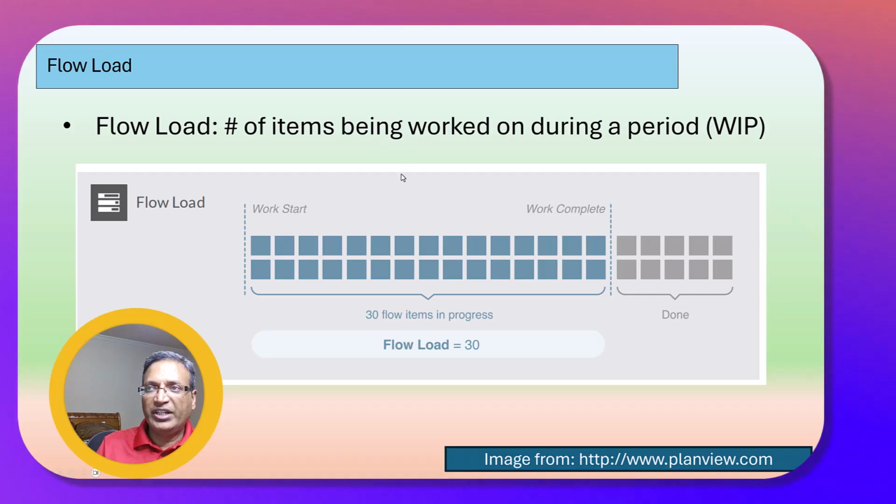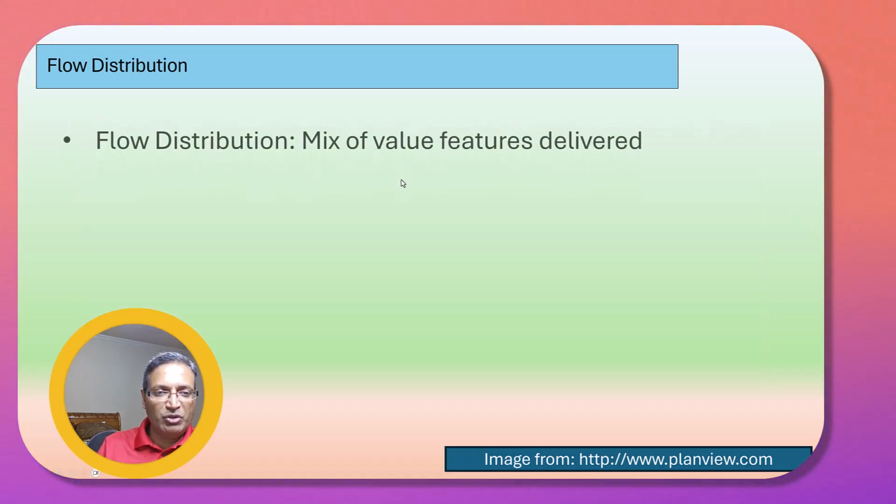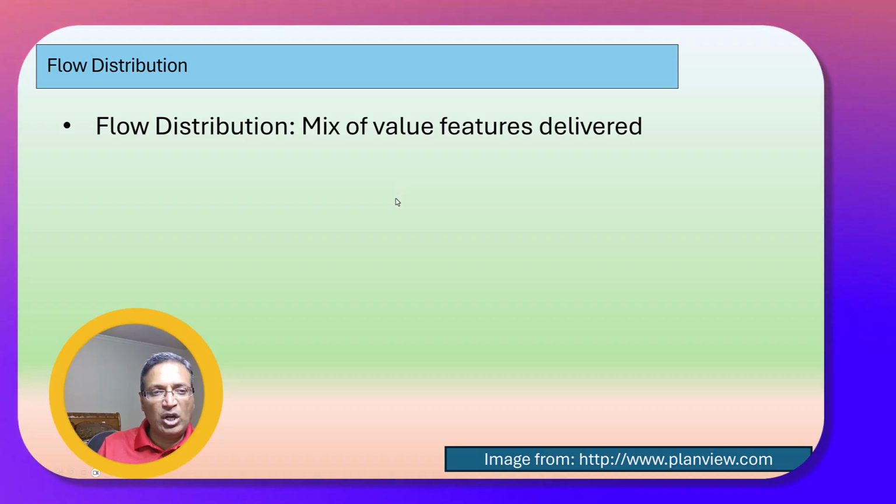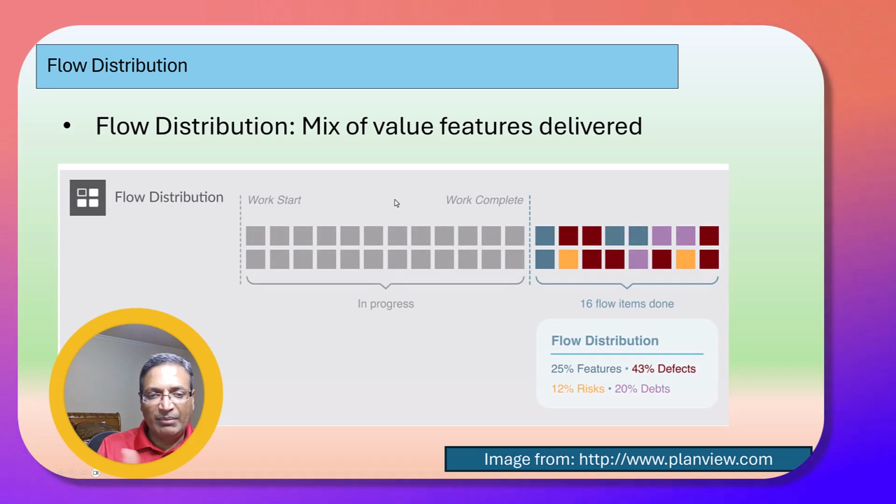And then the last metric that I want to talk about is flow distribution. Flow distribution is the mix of business value features that are being worked on and delivered. This diagram depicts, based on the color legend, 25% are features, 43% are defects. You don't want it to be that way. You want to work more on features. You want to build quality in on the left. You want to build a better quality product, starting with the design, earlier in the development cycle rather than late in the game.